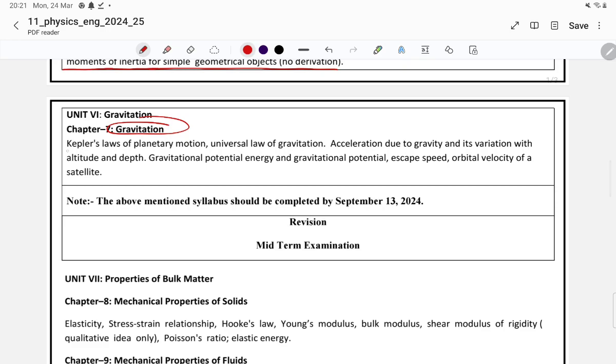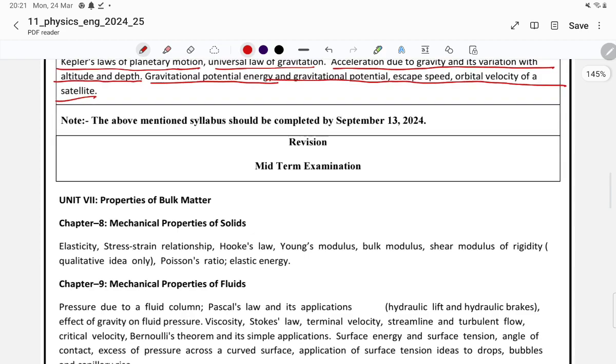Gravitation: Kepler's laws of planetary motion, universal law of gravitation, acceleration due to gravity and its variation with altitude and depth, gravitational potential energy and gravitational potential, escape speed, orbital velocity of a satellite. The above mentioned syllabus should be completed by September 13, means in the September mid-term examination.